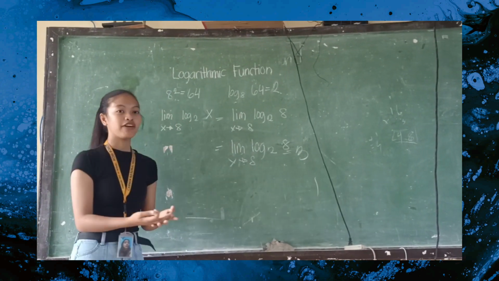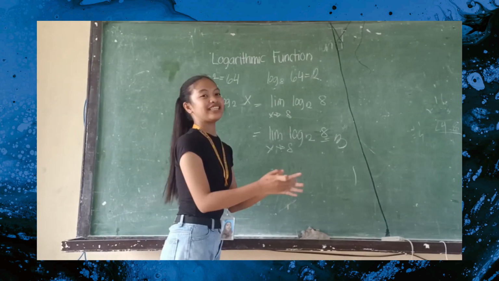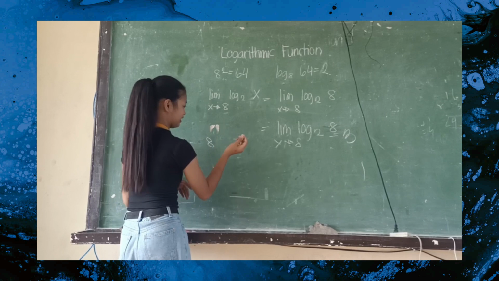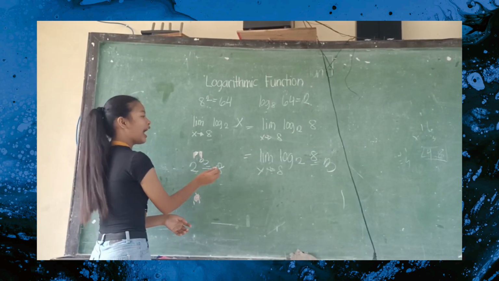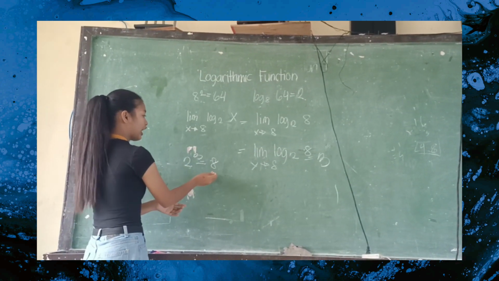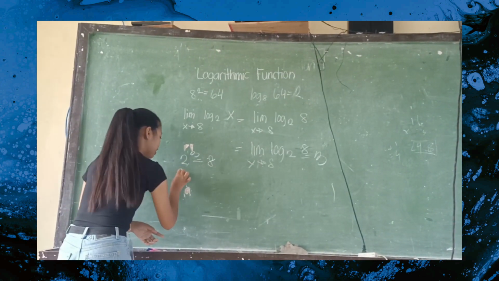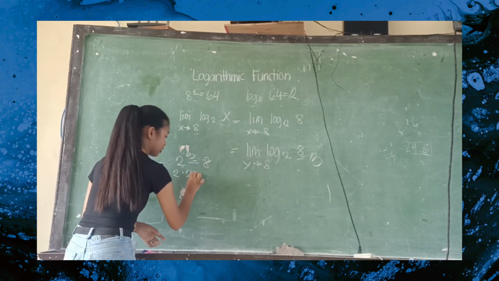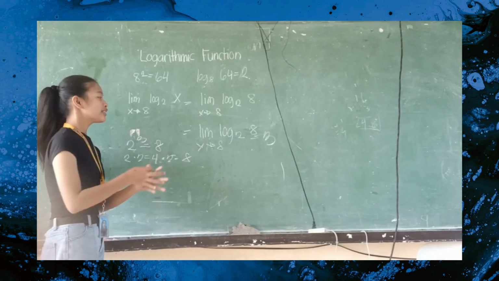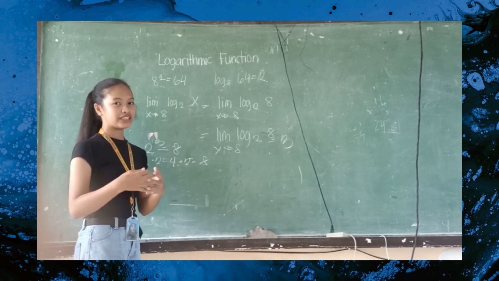To see if our answer is correct, we have to write it in exponential form. Number base 2, answer 8, and exponent 3. To check if our answer is correct, we have to multiply 2 three times. So 2 times 2 is 4, times 2 is equal to 8. Therefore, the limit of log base 2 of 8 as x approaches 8 is equal to 3.